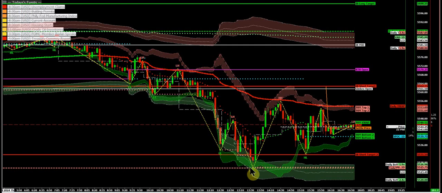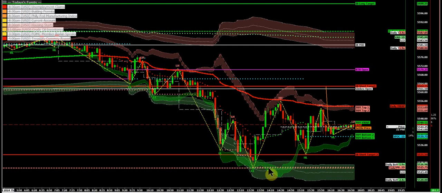You could have taken a long as it exited the cloud with very little risk, okay? And where's your target? Your target's up here, and I don't think it hit the daily VWAP up here. It came very, very close, maybe within 4 ticks of that, but came back up to the red VWAP and bounced off. And you see that a lot. We saw it 1, 2, 3 times, almost 4 times today, right?